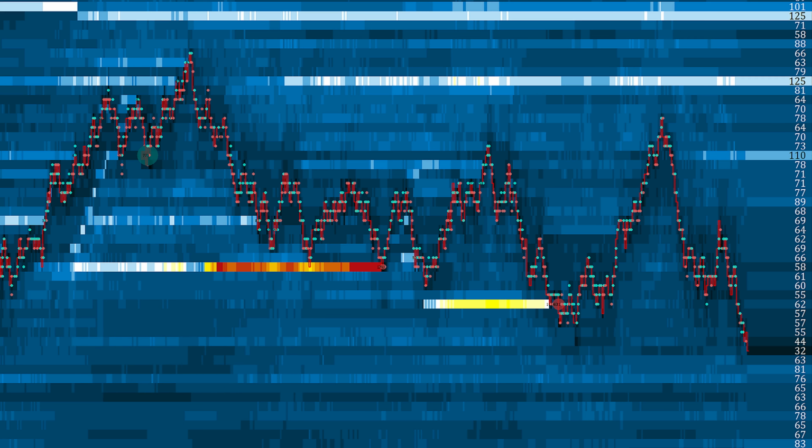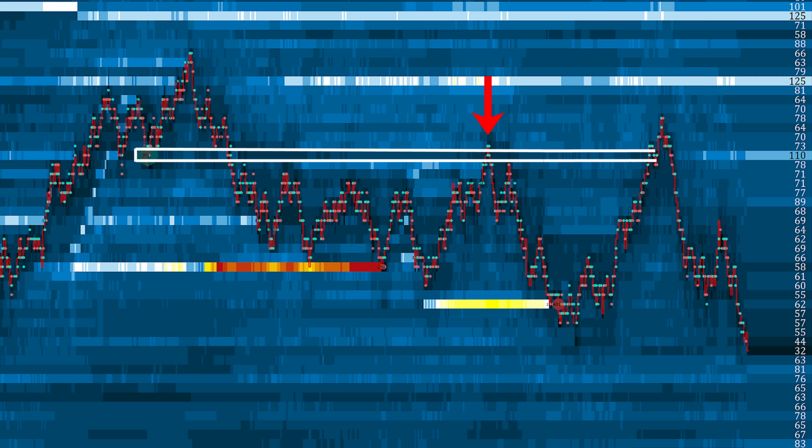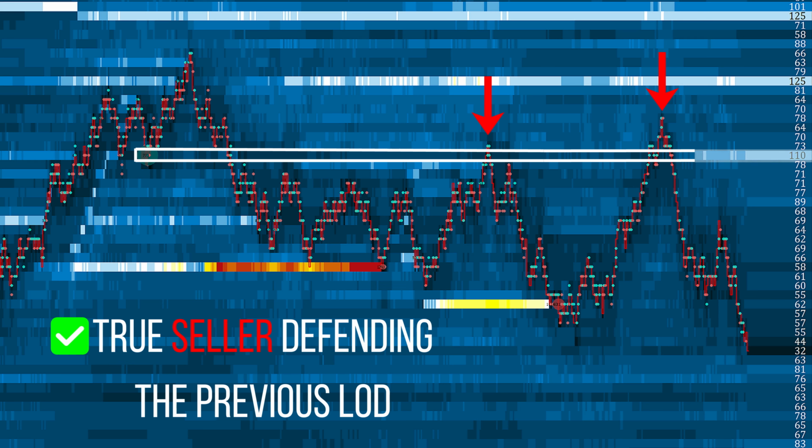Roughly 4 minutes later, price trades back into the level and is rejected back downwards. It returns again shortly after and fails a second time. Following this rejection, a passive seller appears for 110 contracts. Price then again moves lower, and this confirms the presence of a passive seller defending the previous low of day.